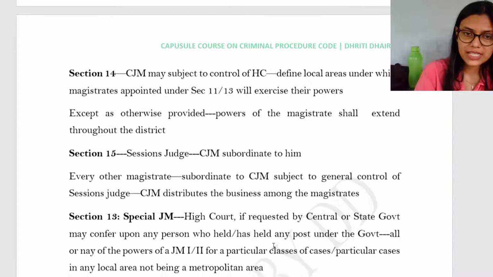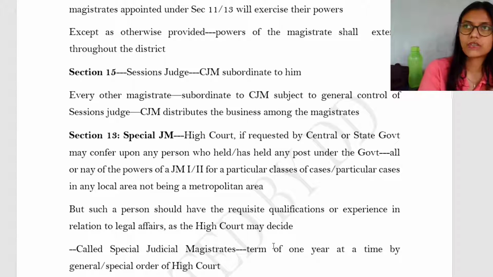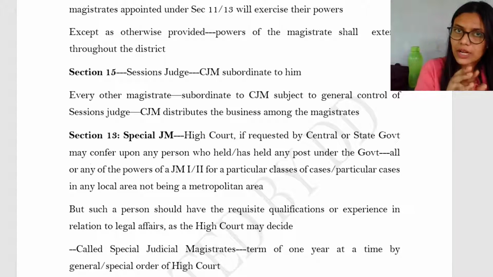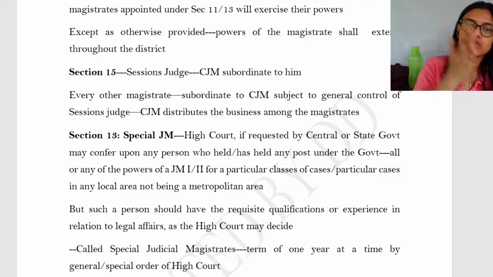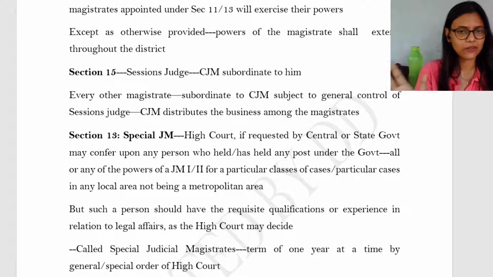And what is section 13 saying? Section 13 is talking about a special judicial magistrate. So a High Court, if it has been requested by either the state government or the central government, can confer upon any person who has held any post under the government all or any of the powers of either judicial magistrate class 1 or class 2 for a particular case or a particular class of cases in any local area which is not a metropolitan area. However, such a person who has to be appointed should have the requisite qualifications or experience in relation to legal affairs as the High Court may decide.